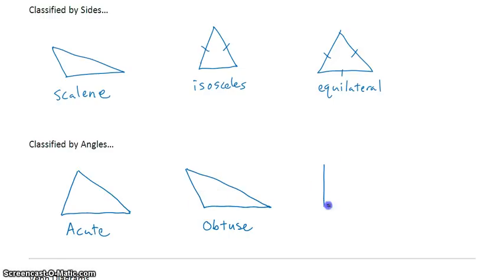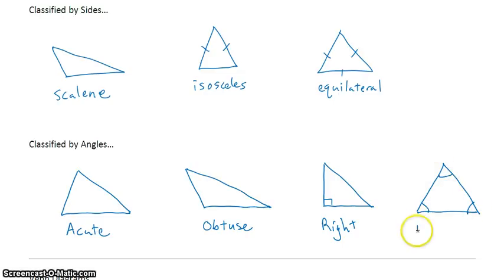If a triangle has a right angle, it is a right triangle. Notice that in a right triangle, we do have two acute angles. It's just that our third angle is right. And the last way to classify a triangle by its angles is if all three angles are the same, that type of triangle is equiangular, meaning equal angles.